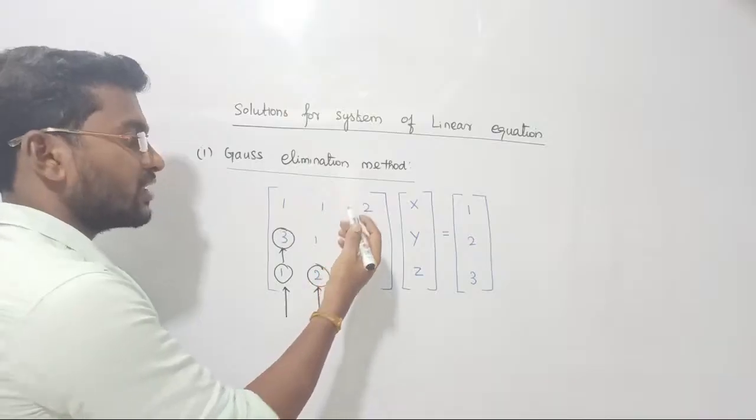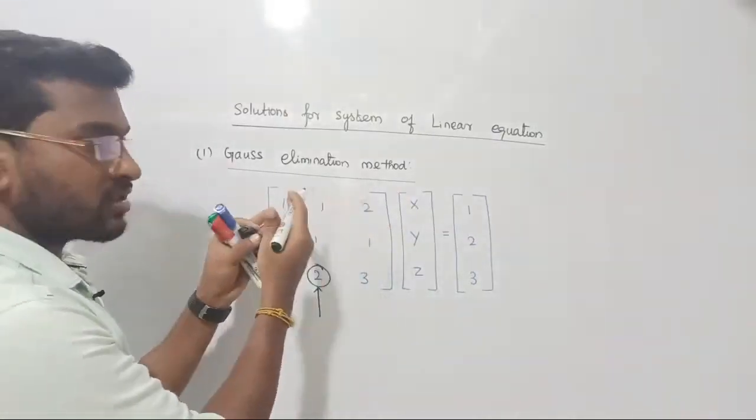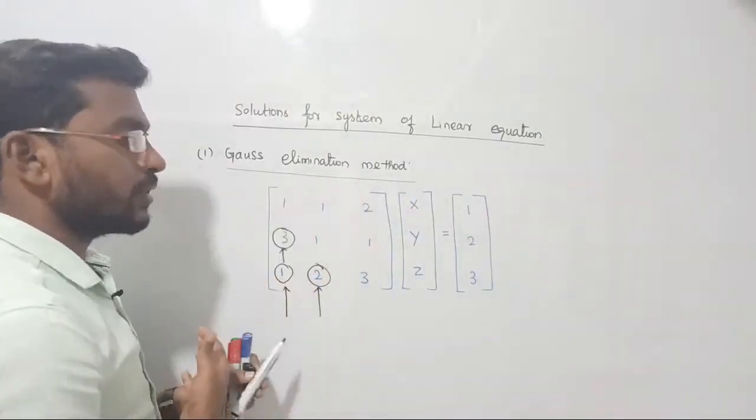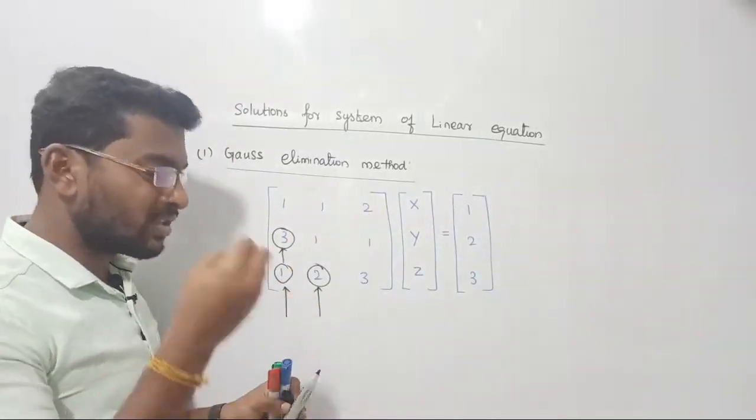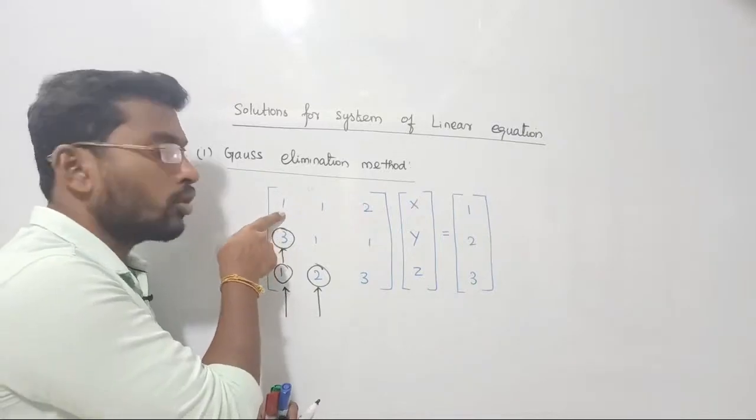In a matrix, you can change rows and columns: you can interchange rows, or you can interchange columns, or you can do something with a row using 2 or 3, in order to bring the 1 here.